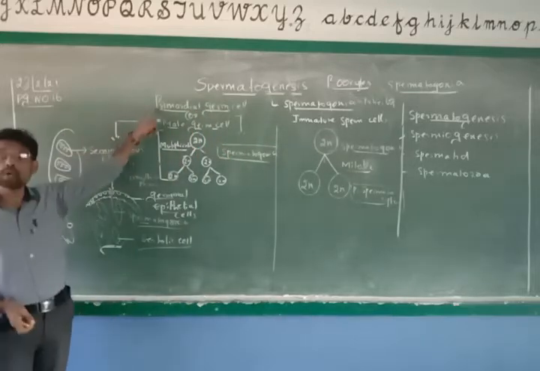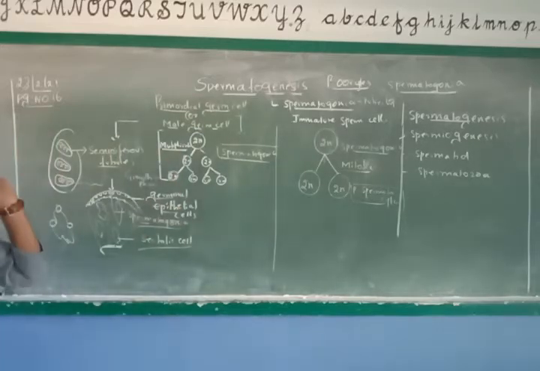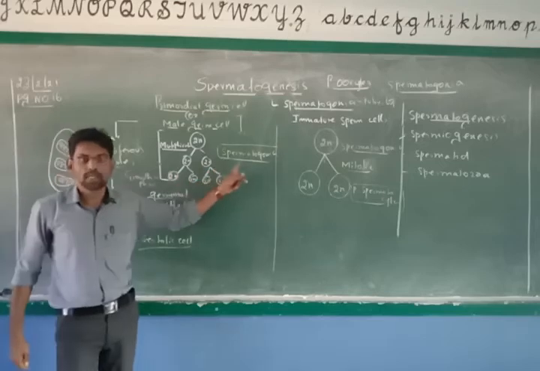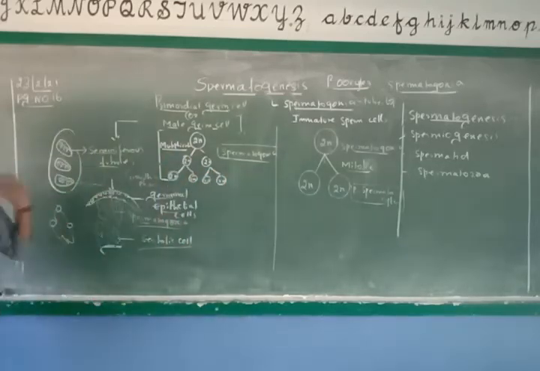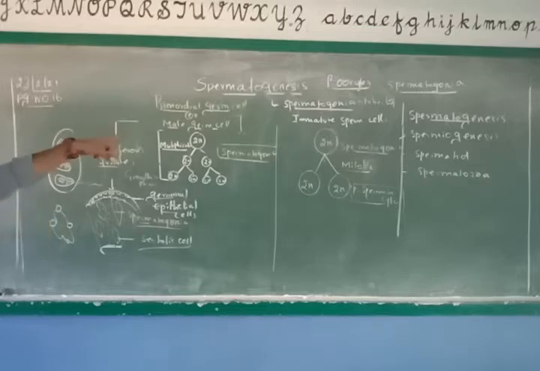That means primordial germ cells start to divide in the first week of gestation. In the first week of gestation itself, when a male is formed in the womb of the mother, these primordial germ cells start to divide and give you spermatogonia. And all the spermatogonia are now in the germinal epithelial cells. Then a male is born with spermatogonia. That is what I told at the beginning itself.